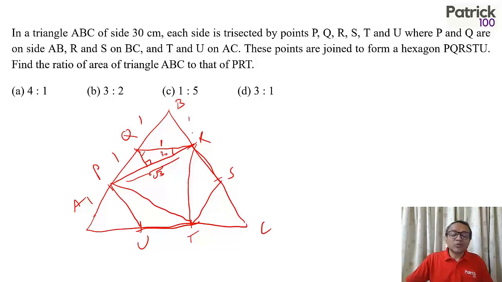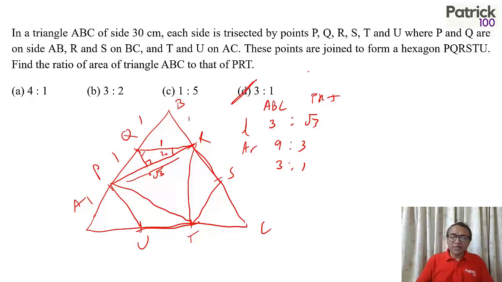So if you look at the ratio, both are equilateral triangles. ABC is the equilateral triangle, and PRT is also an equilateral triangle. The sides are in ratio 3:√3. The bigger side is 3, and PRT's side is √3. The ratio of the area will become the square of it, 9:3 or 3:1. You can mark the answer as D option.